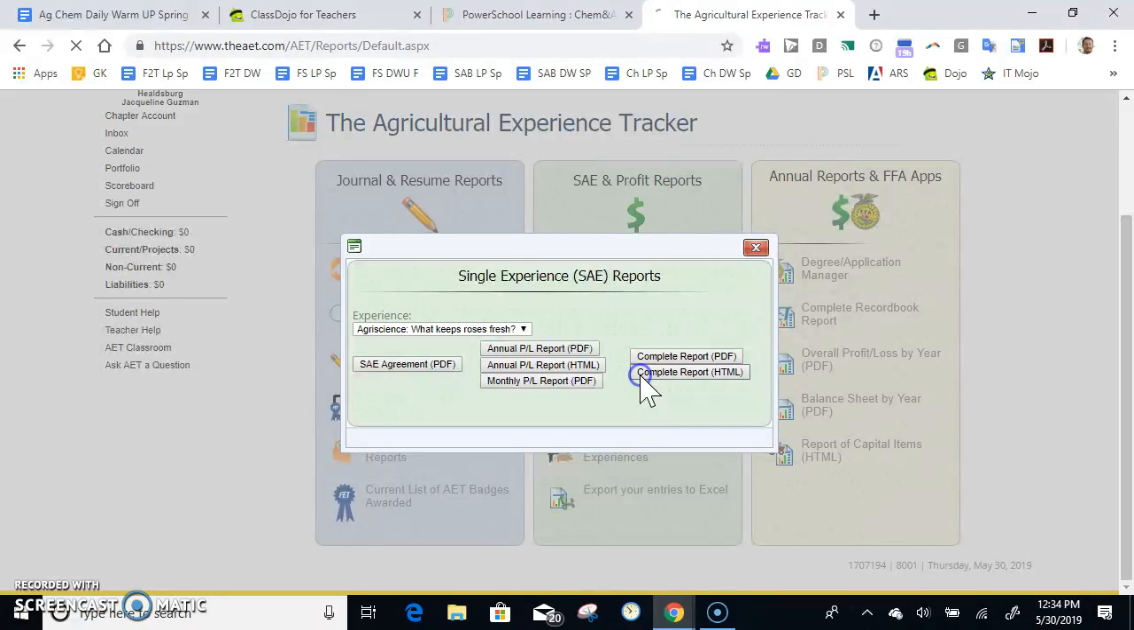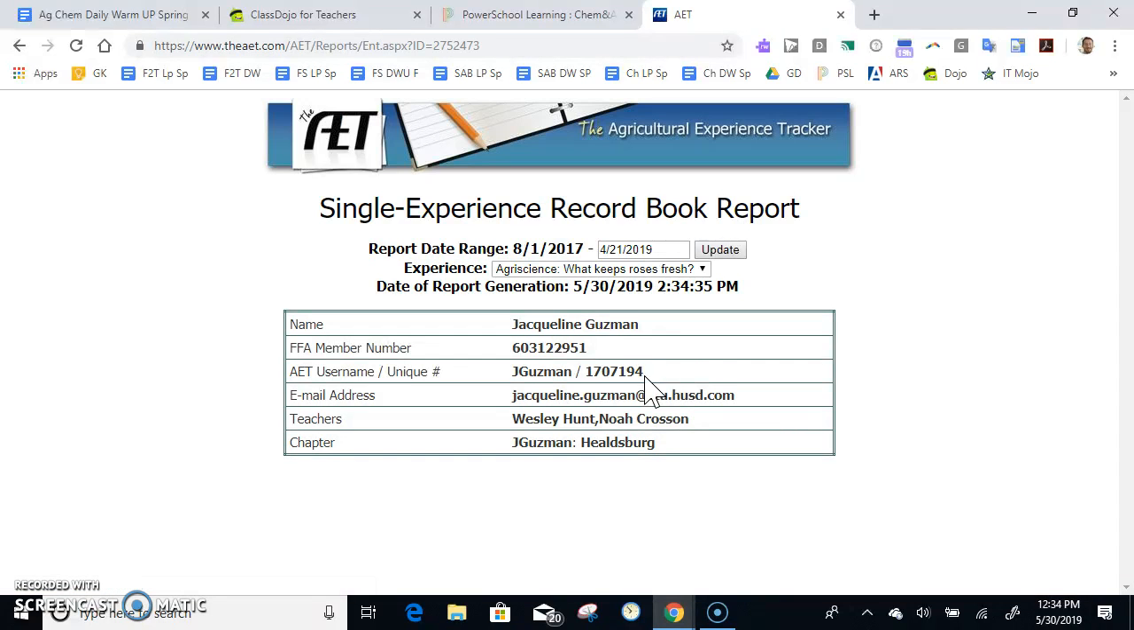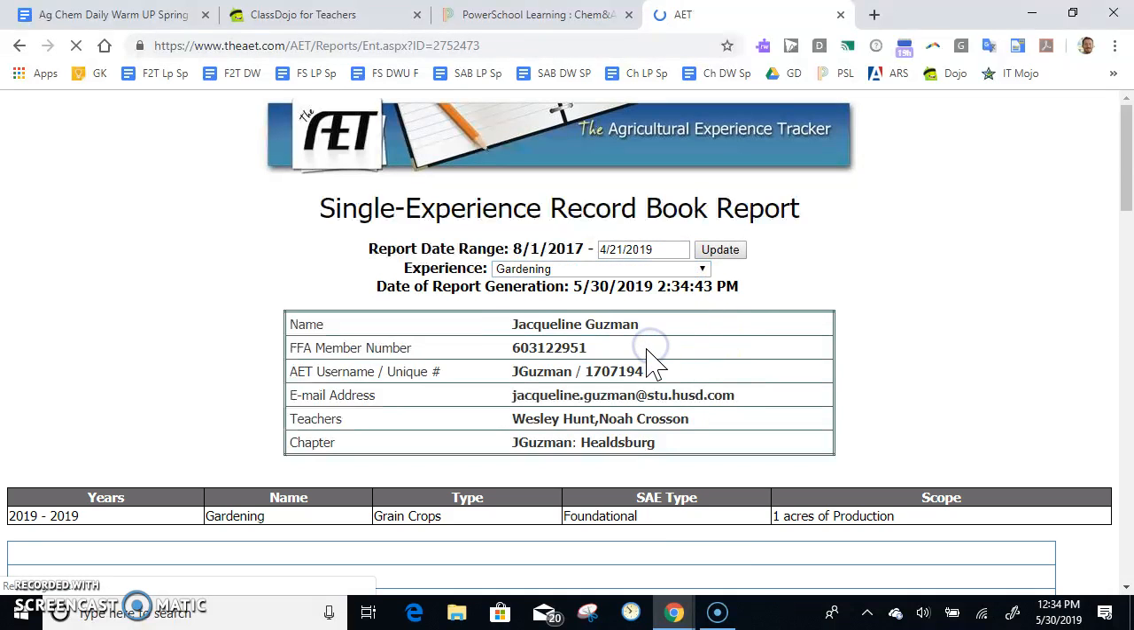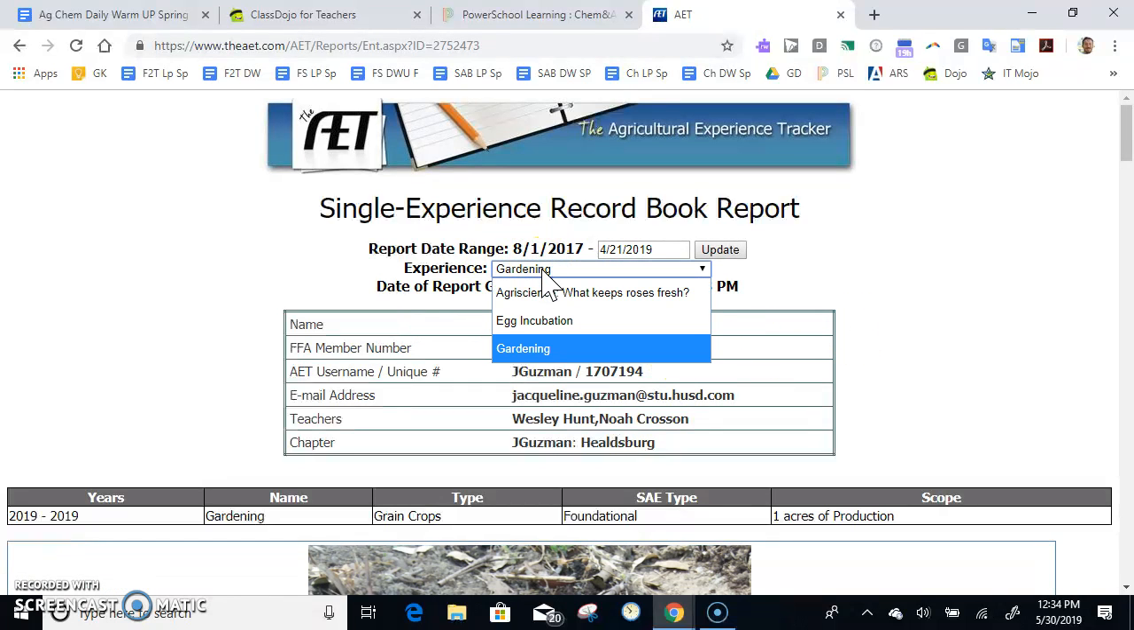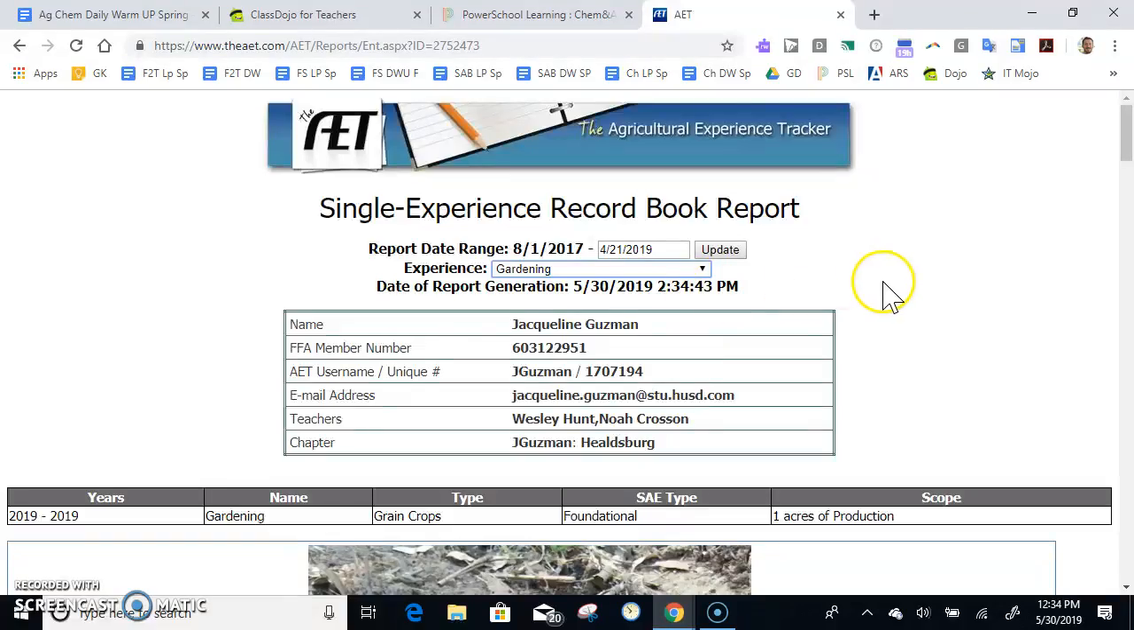HTML, okay? So here you can scroll down and Jackie, you don't have anything. Oh no, here we go. So you see you need to select the correct SAE, okay? So for this student it is gardening.